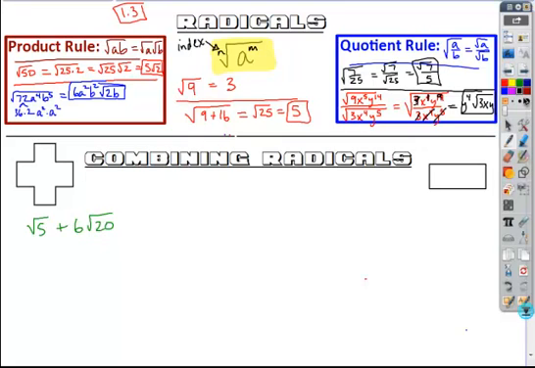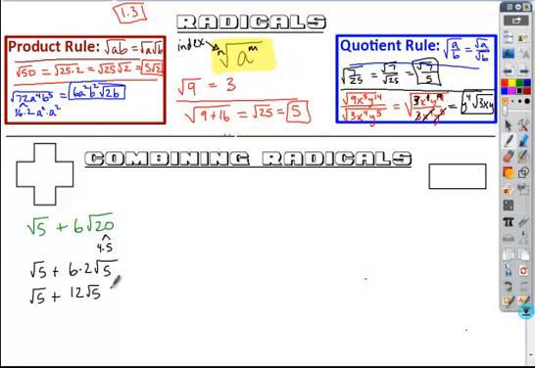Right, so the idea in simplifying this radical is you can't combine root 5 and root 20. However, root 20 is not in its simplified form, right? What perfect square factor can you remove from 20? So this is like 4 times 5. So you have this root 5 plus this 6 times root 4 comes out as a 2, and this factor of 5 stays inside. So really what you're looking at is root 5 plus 6 times 2, or 12, root 5.